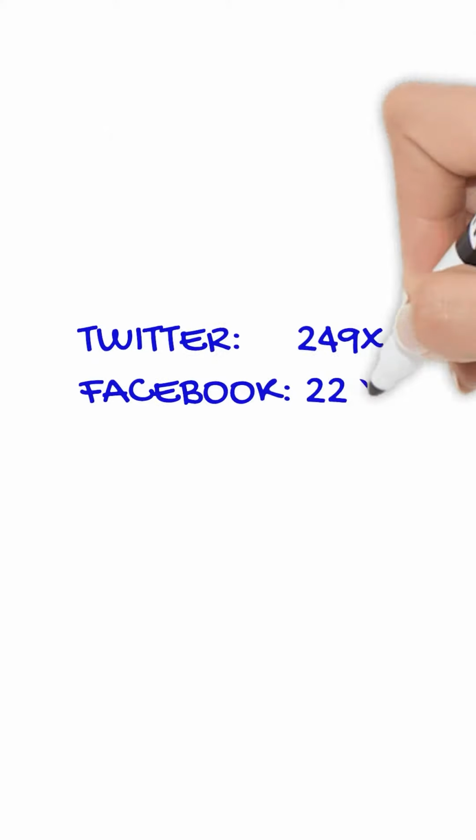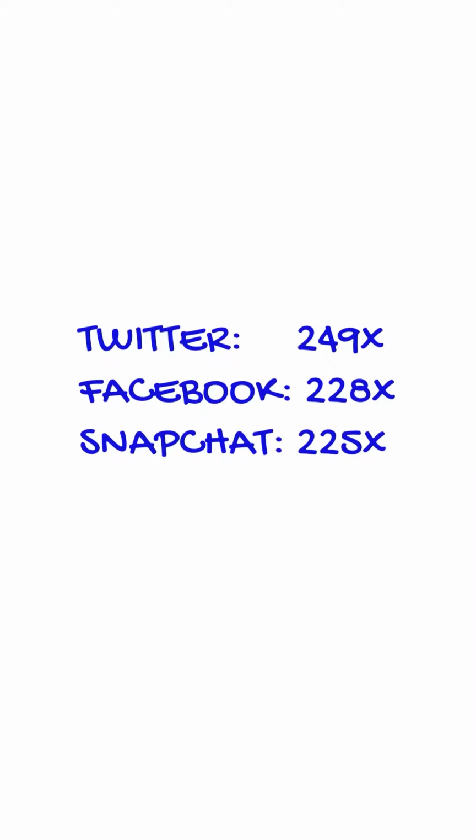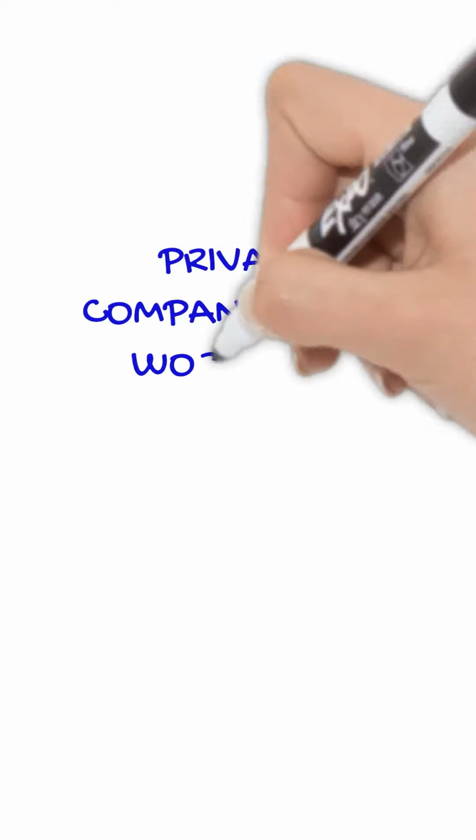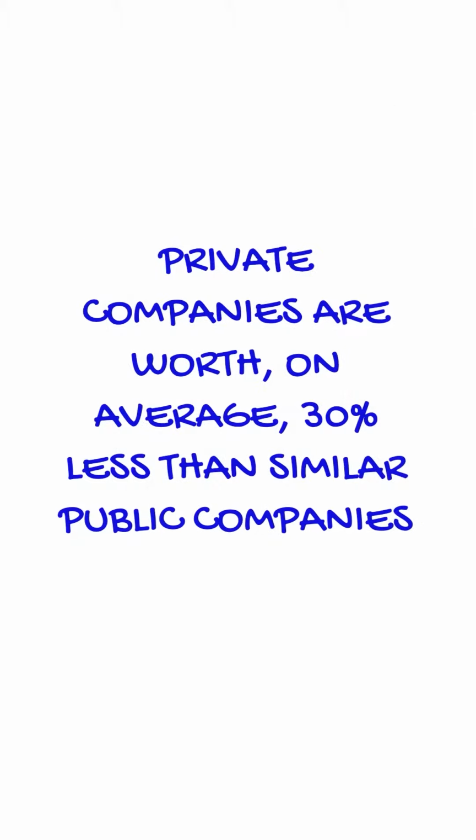When we do the same calculation for Facebook and Snapchat, we get $228 and $225 respectively. Because we want to reduce the impact of outliers, we'll choose the median or the middle value, which is Facebook at $228. But we can't use $228 for our user multiple because your startup is a private company. Historically, if you look at two identical companies, but one is public and the other is private, the private company is worth, on average, 30% less than the public company.